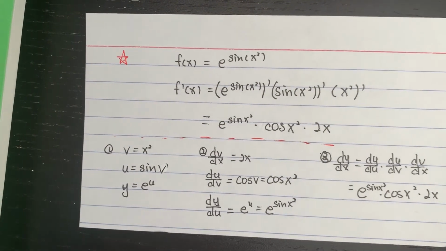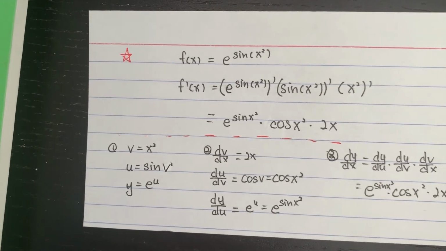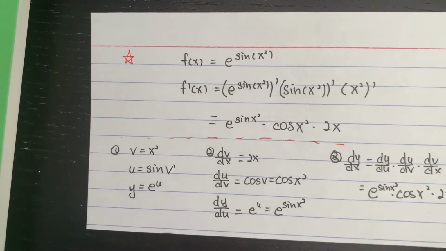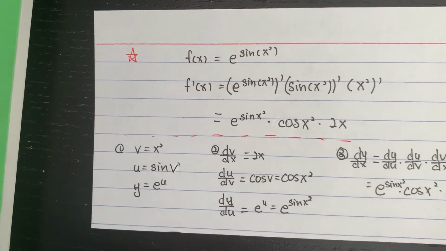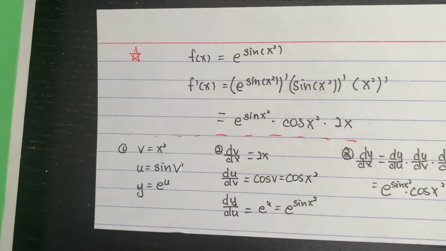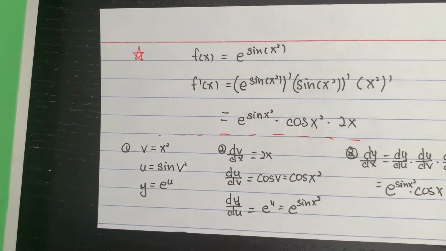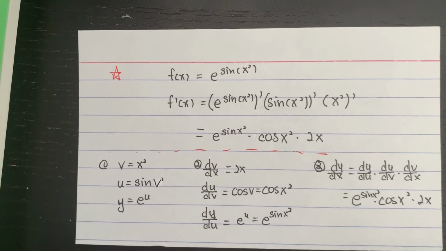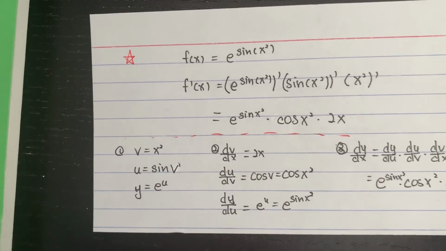This is the more straightforward way, but you can also use the traditional method to organize your thoughts. The first step, the three functions you need: v equals x squared, which is the smallest part, and then u equals sin v, which represents x squared as v, so you can just use v in this function. And then y equals e to the power of u, as you use u to express everything else in the function. Then you differentiate each of them, and at the end you just multiply all of them together and you get the same result. So it's always the chain rule.